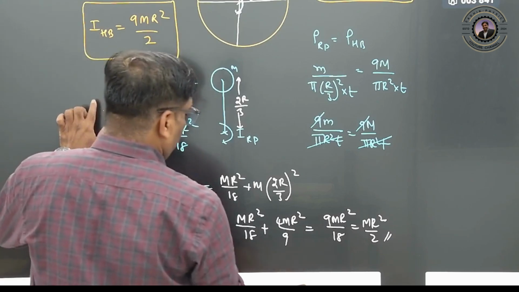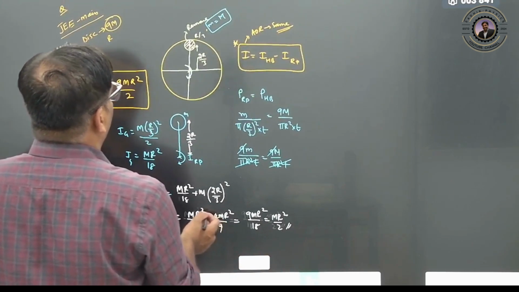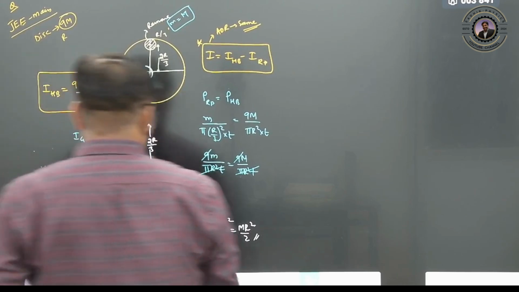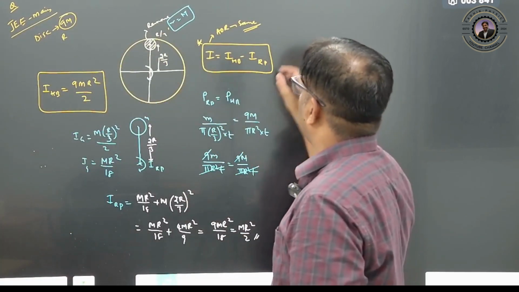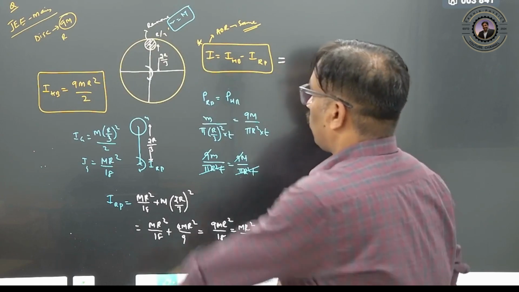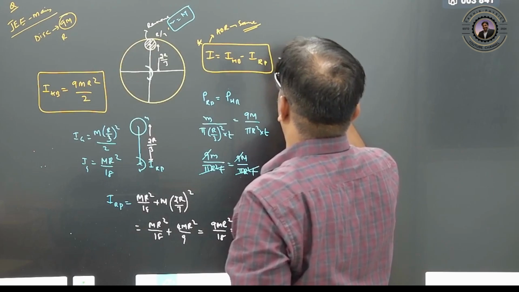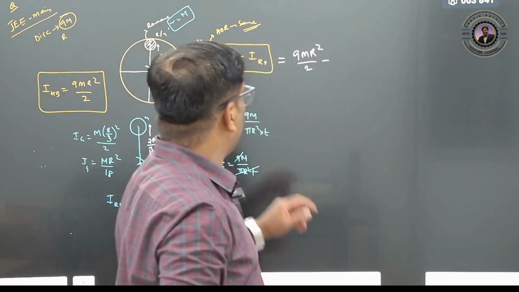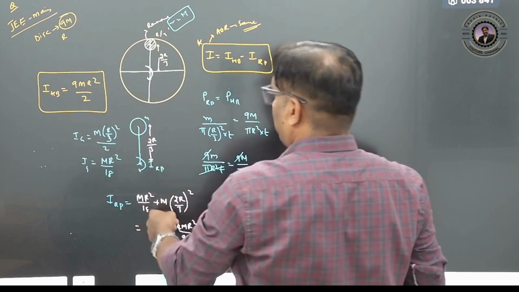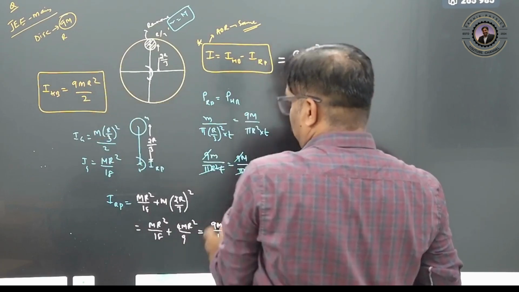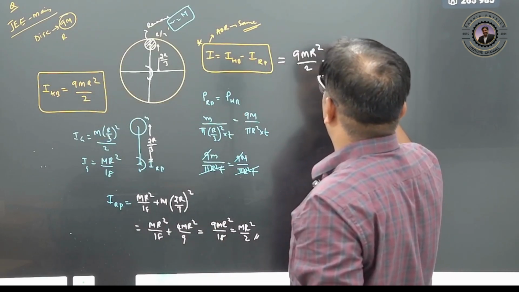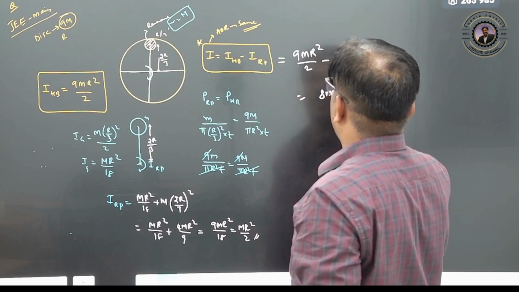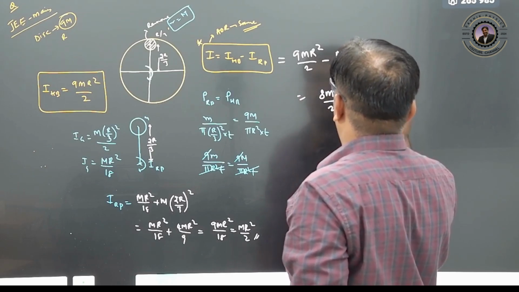Therefore the total moment of inertia of the remaining part. Whole body is how much now? 9 mr square by 2 minus, right? Here we calculated for the complete body, therefore 9 mr square by 2. For the removed part we got mr square by 2. Therefore here mr square by 2. So we can write it as 8 mr square by 2, that is nothing but 4 mr square.